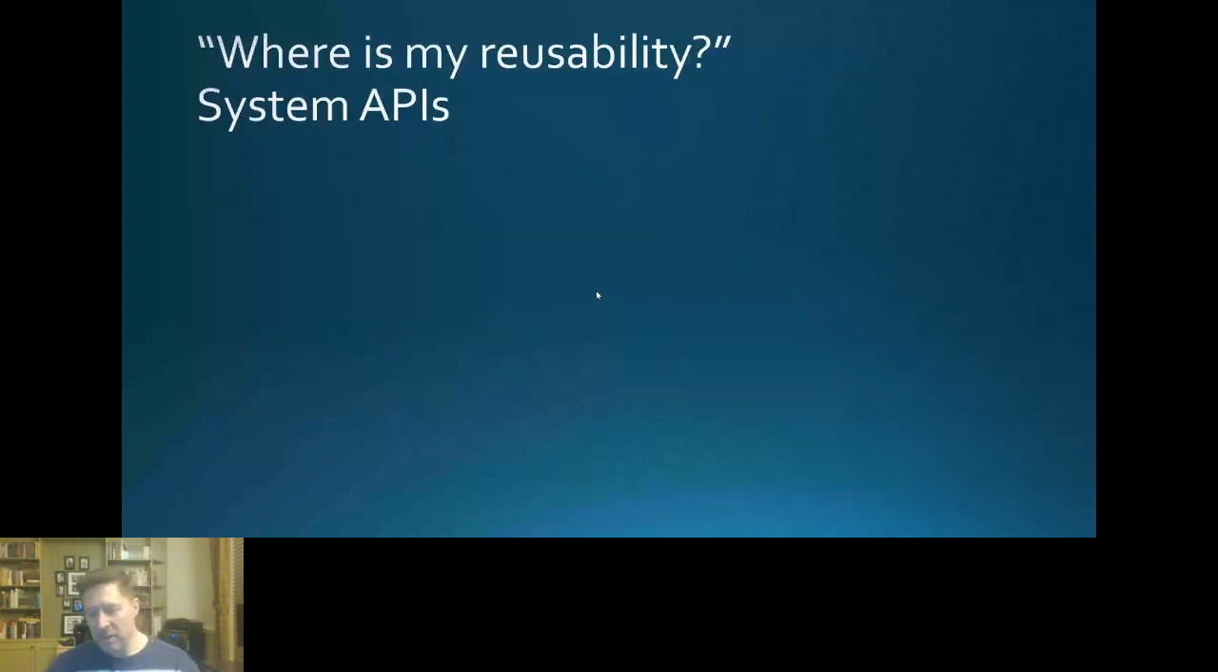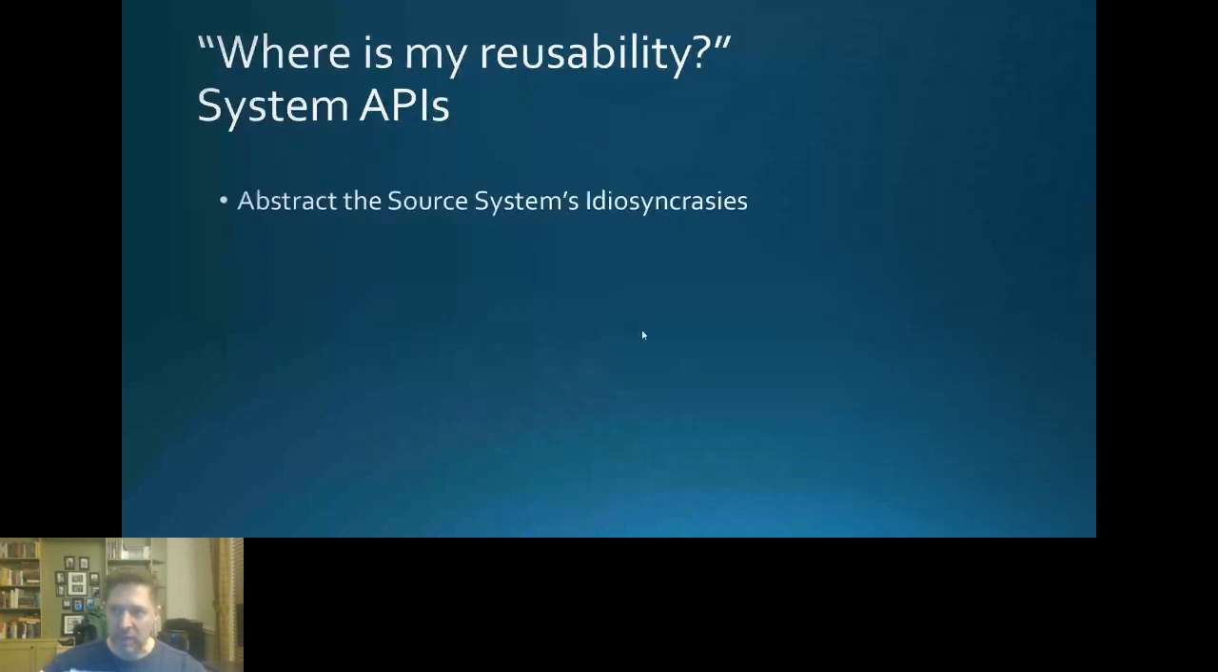Is there a special technique to designing the interfaces for our system APIs in order to achieve maximum reusability? And I'm sure you'd be glad to know the answer is yes. And so here's going to be my answer, right? What we want to do with system APIs to achieve the most reusability is a few things. One, we want to abstract the system's idiosyncrasies.